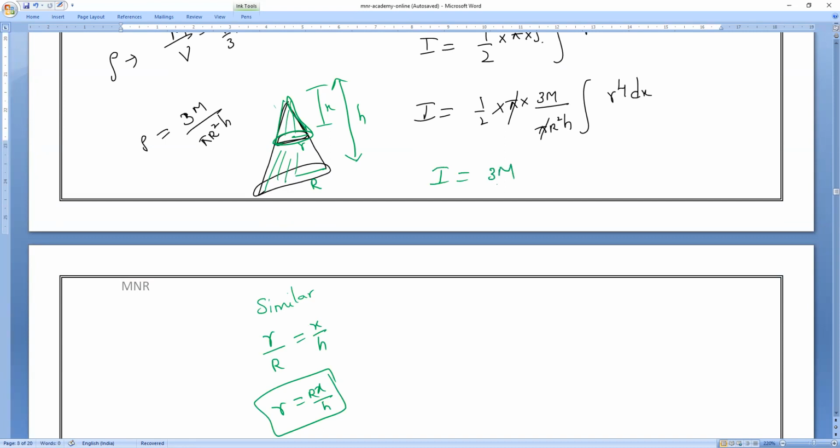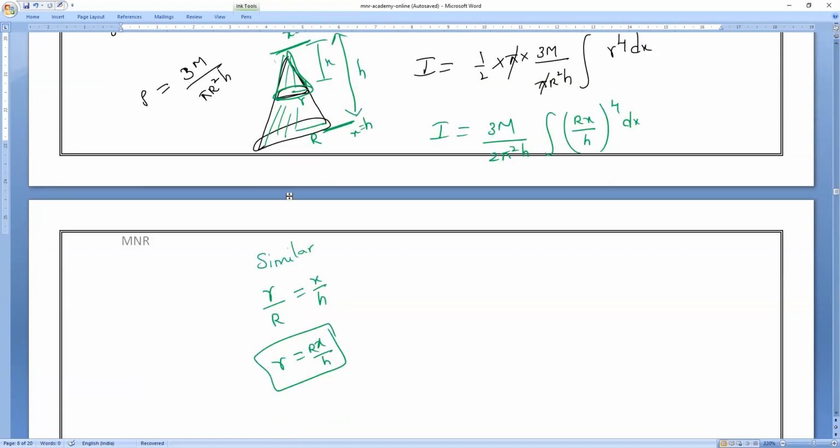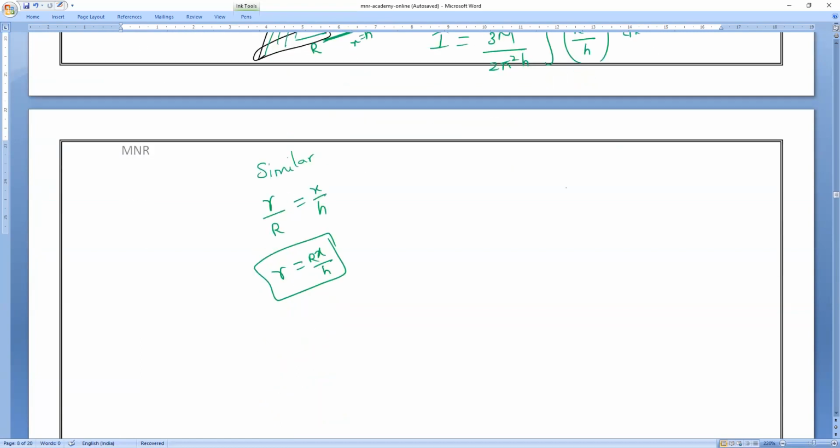So I'll write 3m divided by 2 pi square h. Integration of r place, what I can write, guys? Rx by h whole power 4 into dx. Now can you tell me the limits from where to where? Limits x is equals to 0 to x is equals to what? X is equals to h. Understand? 0. Yes, that is the limit.